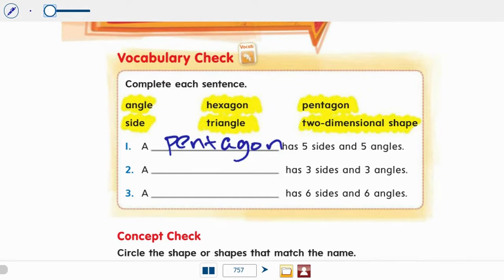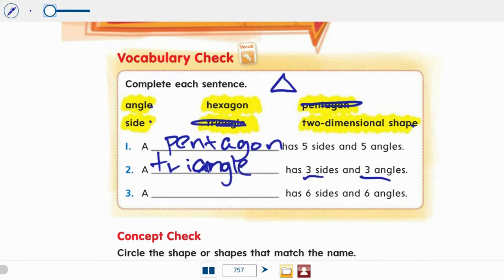For number two, it says a blank has three sides and three angles. Well, once again, I know that I'm looking for an actual shape. So it's not going to be angle. It's not going to be side. It's not going to be a two-dimensional shape. I'm looking for something that has three and three. Well, is that a hexagon or a triangle? Well, a triangle kind of looks like this, and it's got one, two, three sides. So this has got to be triangle.